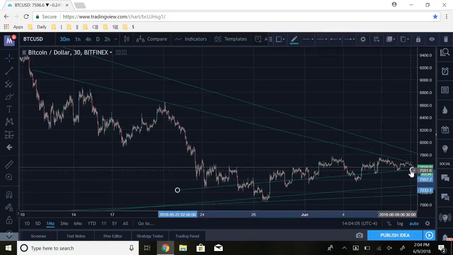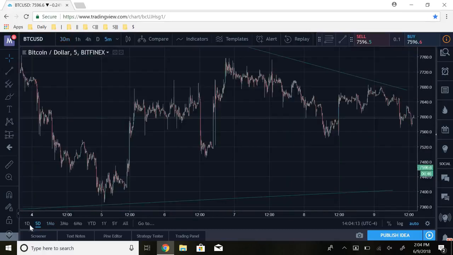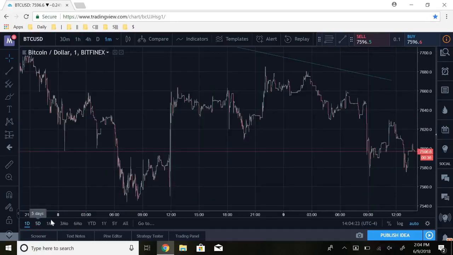So let me just adjust this a little bit, just give it a little bit of a lower trend. Now that we have identified this 1 month, you can jump into the 5-day and also the 1 day. We're not going to do that because this is only for people that are day trading, and oftentimes I don't even plot the trend lines for the 5-day and the 1 day because it gets a little bit cluttered.